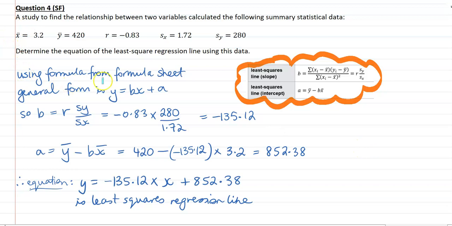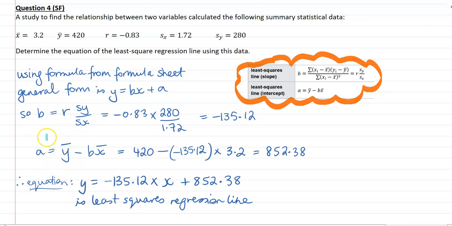Okay, so using the formula from the formula sheet, I'm going to find the slope first. So that's using my correlation coefficient and the sample standard deviations of y and x. So I simply substitute those values in, negative 0.83 times 280 over 1.72, and that gives me a slope value of negative 135.12.